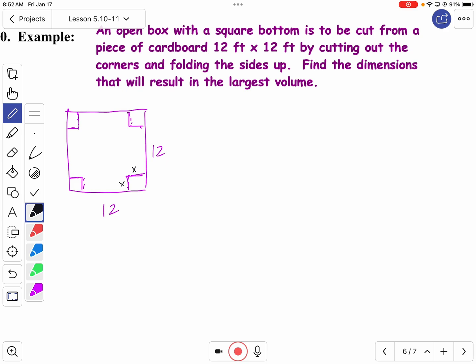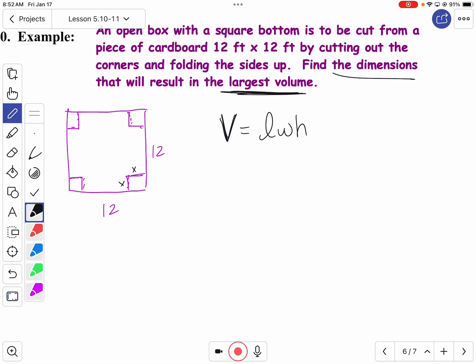All right. Now, we want to find the dimensions that will result in the largest volume. So volume is our maximizing function. How do we find volume of a box? Length times width times height. Okay, length times width times height. So this is where we have to think for just a second.